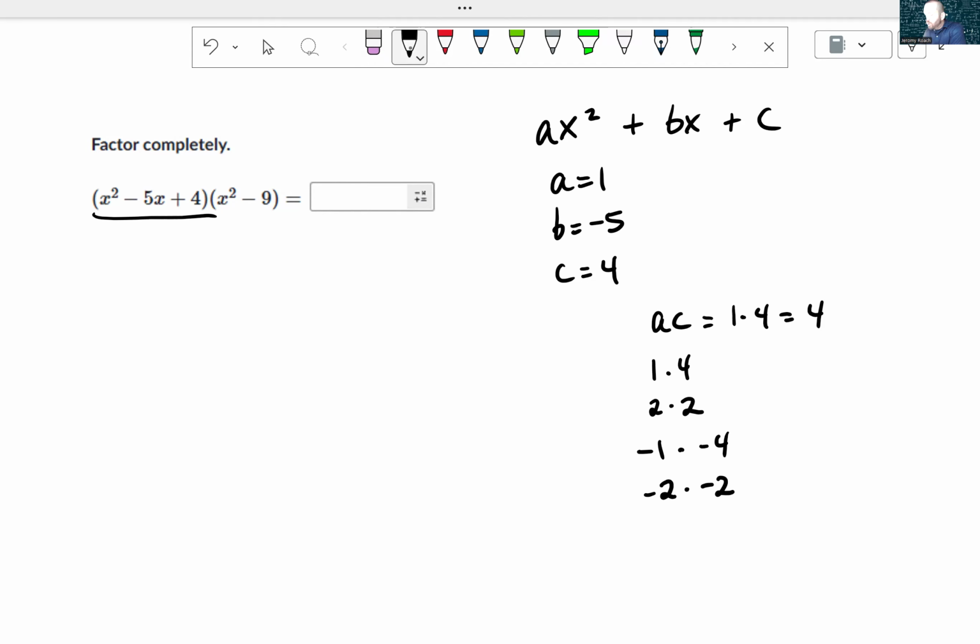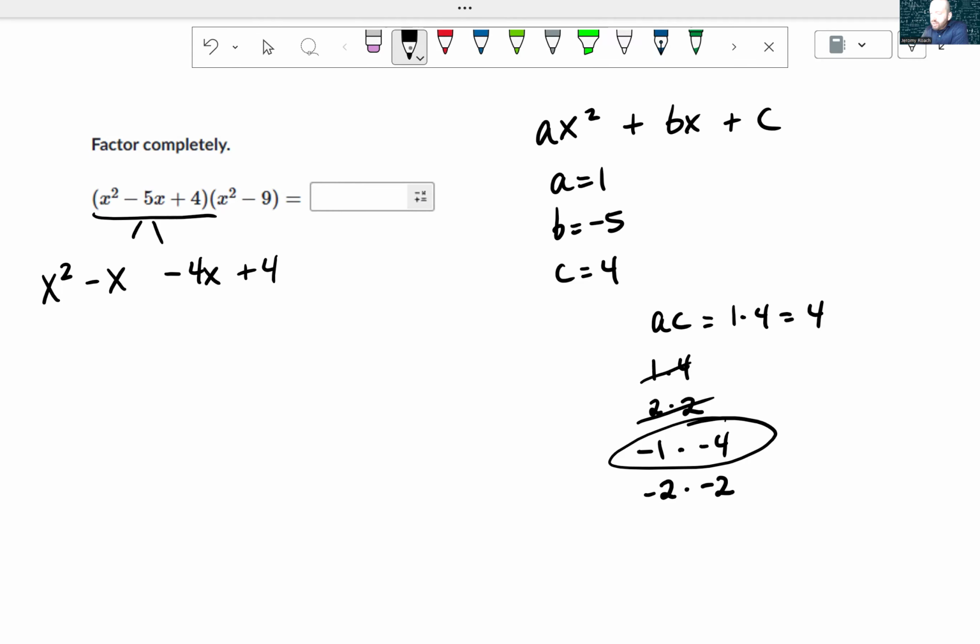So the first one, 1 plus 4, that would be +5, not that one. 2 plus 2 is +4. -1 and -4, if we add those together, we get -5. So we're going to separate this -5 into a -x and a -4x. So this is x squared minus x minus 4x plus 4. And I just rewrote that out into 4 terms instead of 3.